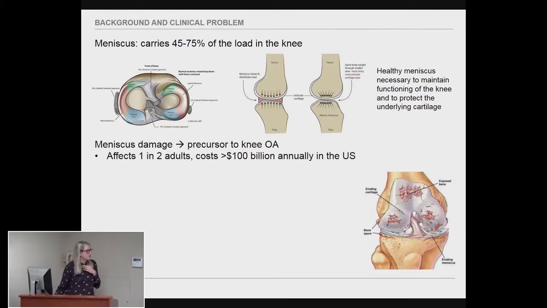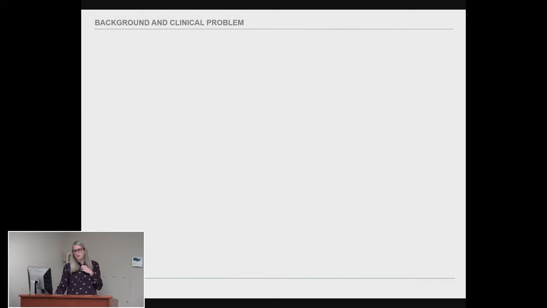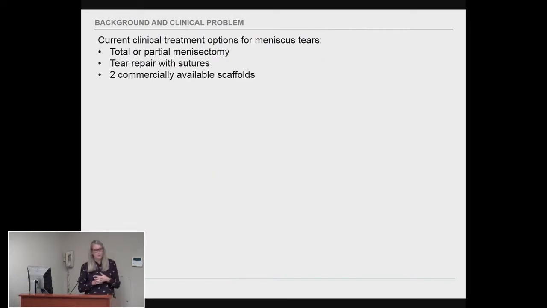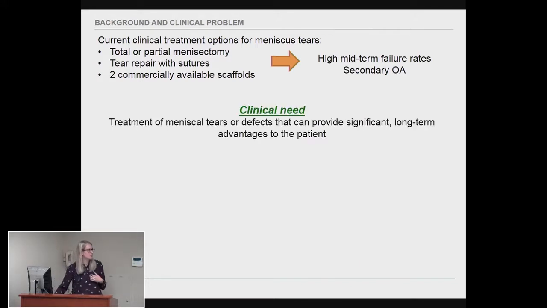In fact, meniscus damage is a precursor to OA, and also meniscus tears are the most common type of traumatic knee injury. So clearly this is a clinical problem, and treatment options that are available right now have high midterm failure rates, and secondary OA is common. And in the worst case scenario, joint replacement surgery is necessary. So there's a clinical need to provide a new solution that offers long-term advantages to the patient.